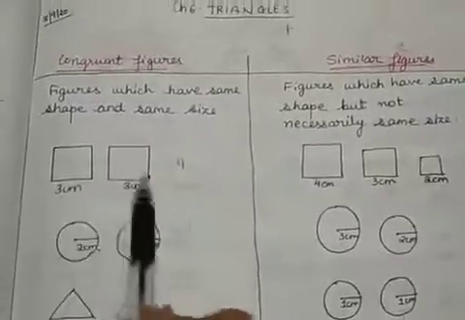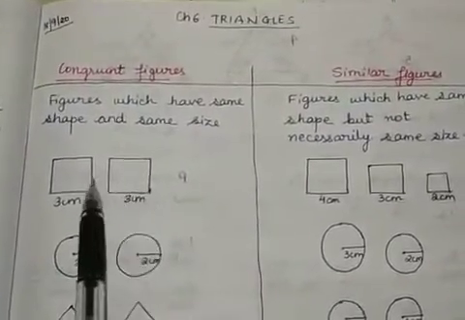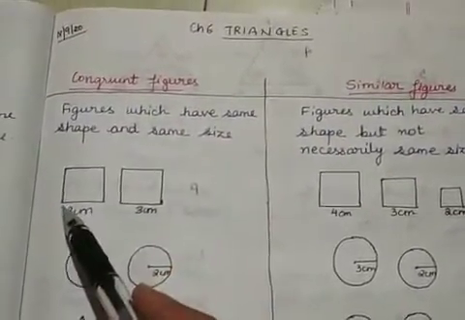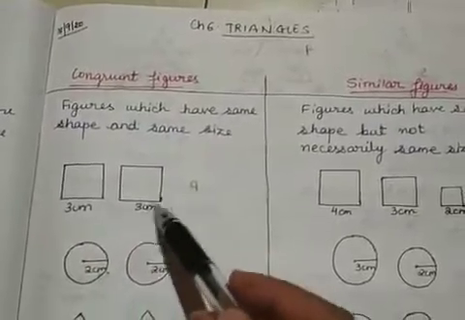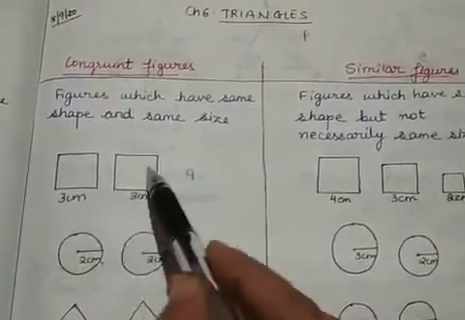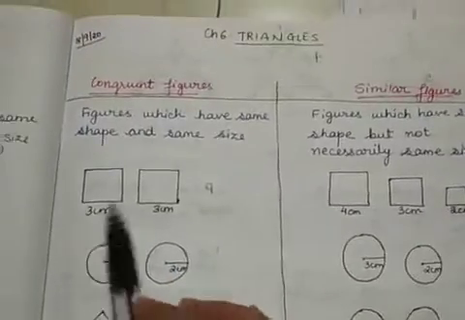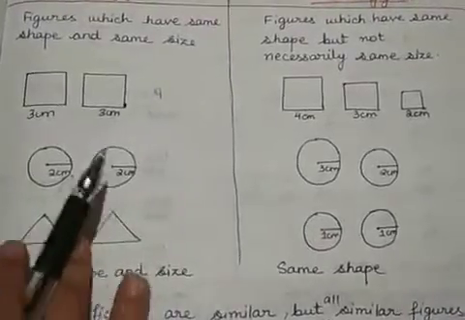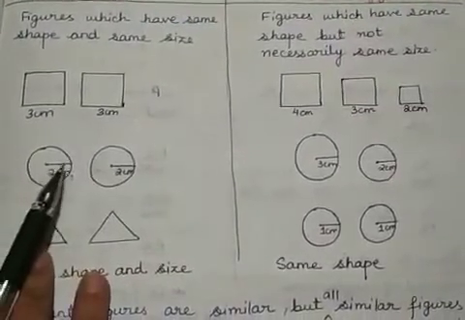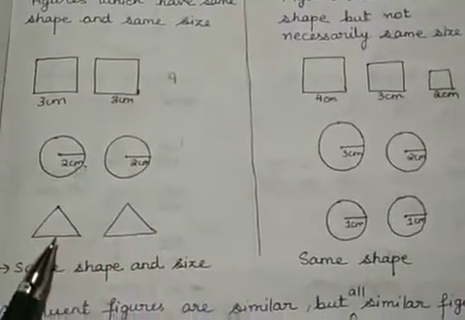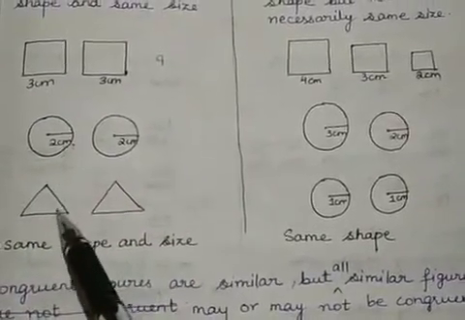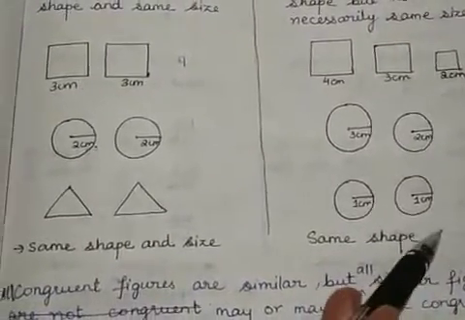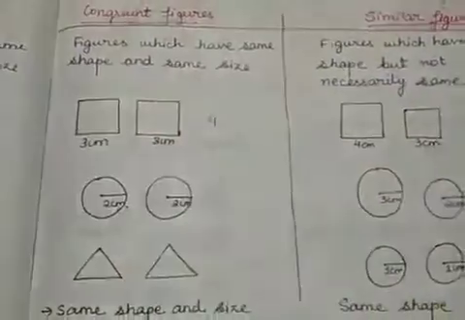Now if you see, these two are squares of side 3 centimeters each. So both the squares are congruent because they have the same shape, they are both squares, and since the length of each side in both the cases is 3 centimeters, they are of the same size. Now if I take these two circles, they are congruent because their radii are the same. Now these two triangles, similarly, these two triangles are of the same shape as well as same size. So these are called congruent figures.